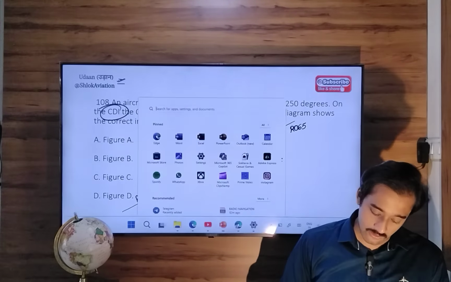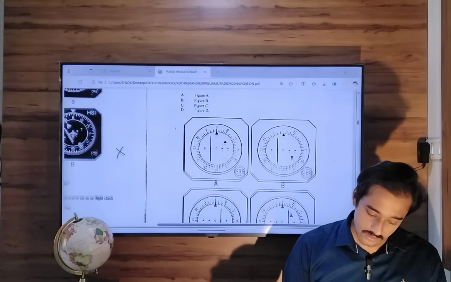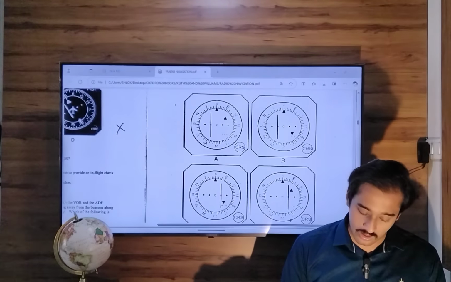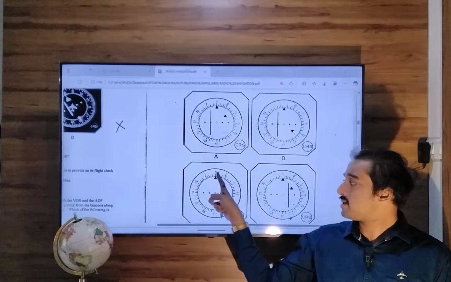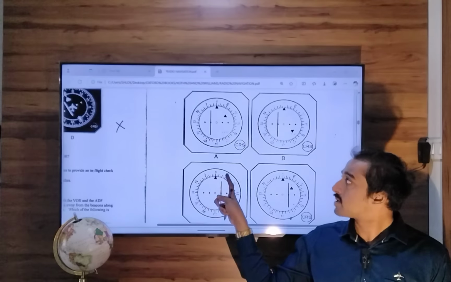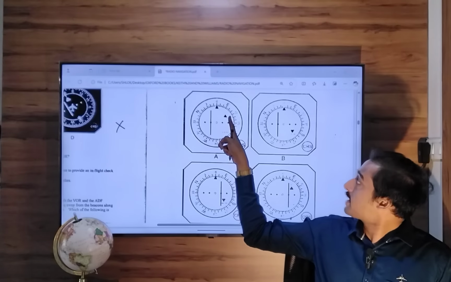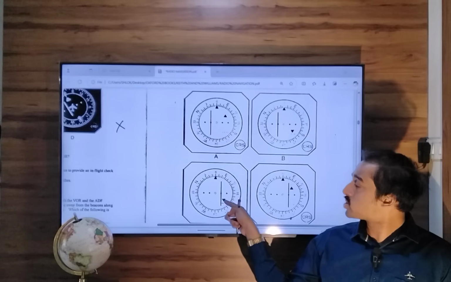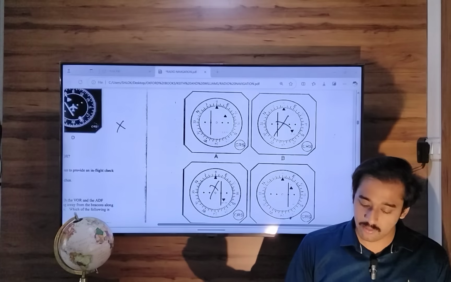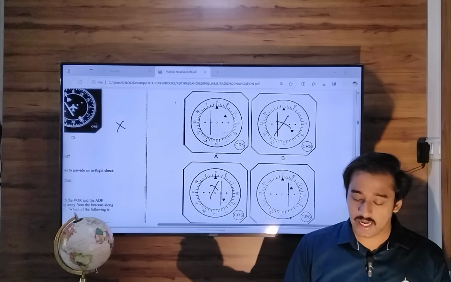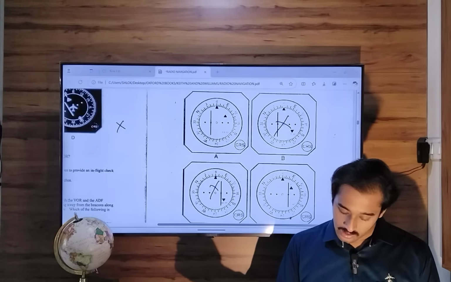So the correct option will be, so let's look at these four options. 060 is selected in the OBS. The TO/FROM indication should show TO. So this is a FROM indication, and this is a FROM indication. These two are FROM indications, so this option and this option are eliminated. And then the CDI needle will tell you to fly 2.5 dots right hand side.